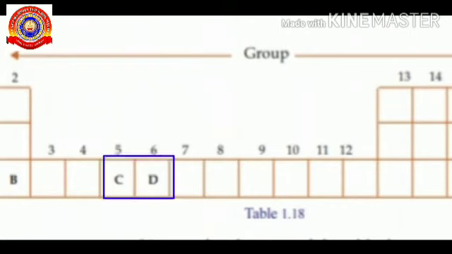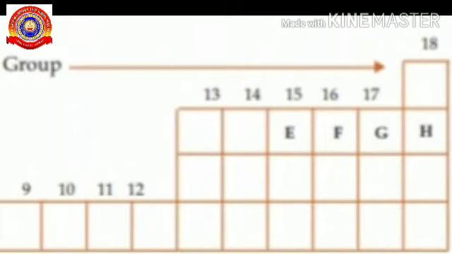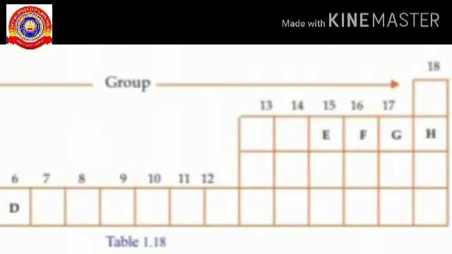Got it? Next question. Which element has the highest ionization energy? You know, ionization energy is greater on the right side of the periodic table. So which among the elements shows the highest ionization energy? Yes, group 17, right? So name the element G. Got it? See the next question. Which is the highly reactive nonmetal? Nonmetals are present on which side of the periodic table? Right side. So name the element G.